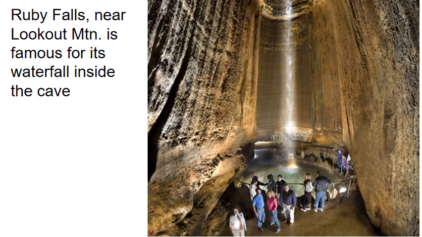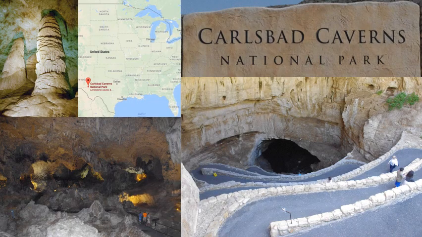Ruby Falls is another very famous cave. It's up near Chattanooga, Tennessee, but it's famous because it has a waterfall inside. And this is a great cave to show you how water can actually carve out a cave. You can see the water coming in, and you know what water does to certain types of rock. There you go. That's why you have a cave there, and the water is still moving through the cave, making it bigger.